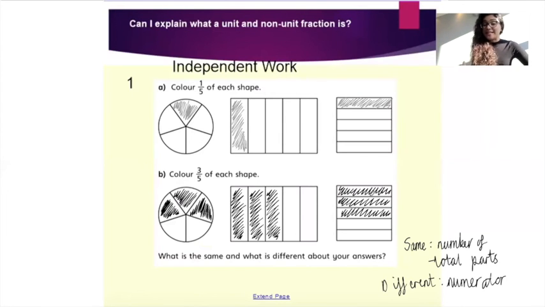Now, in terms of what is the same and what is different about my answers, one similarity that I found is the number of total parts, also known as the denominator. So for both part A and part B, there were 5, the shapes were cut into 5 parts. But what's different about those answers is the numerator. So that means how much I was shading in. Because how much did I shade in for part A? How many parts did I have to shade in? 1. And how many parts did I have to shade in for part B? 3. So that is what is different about my answers.